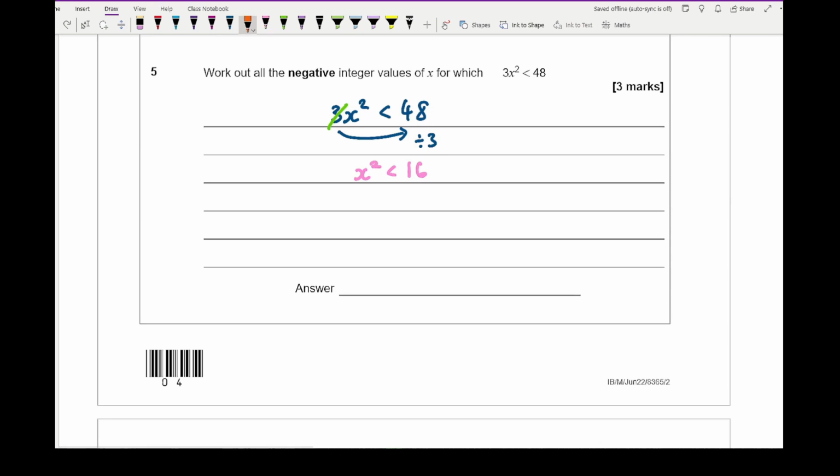And then, if you know your inequalities with quadratics, square root both sides, we end up with minus 4 and 4. And the question's asking to write down all the negative integer values. Well, x is between minus 4 and 4, exclusive of those two numbers. So the answer is going to be minus 3, minus 2, and minus 1.